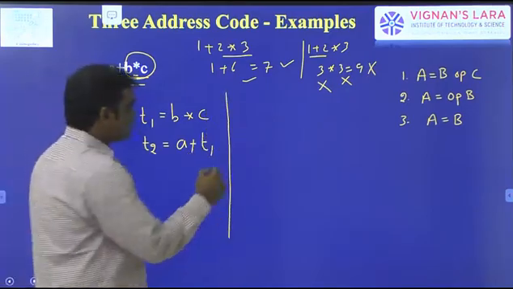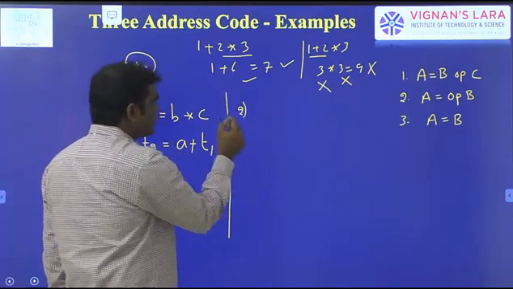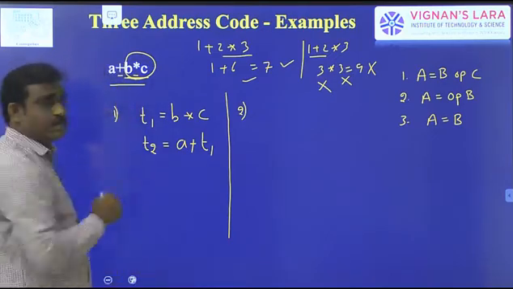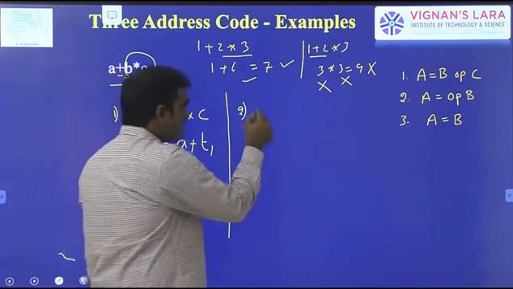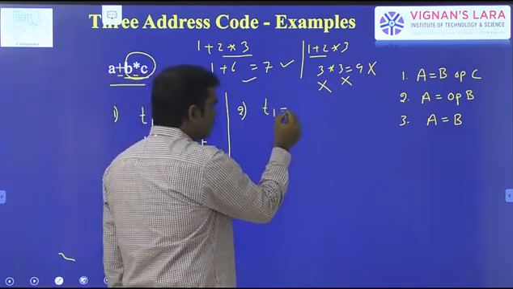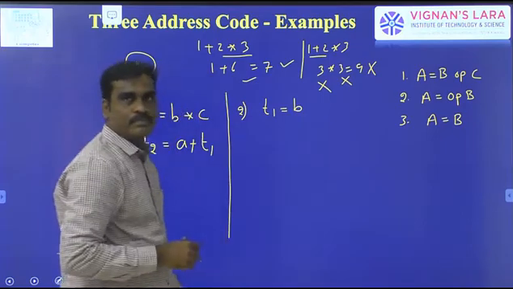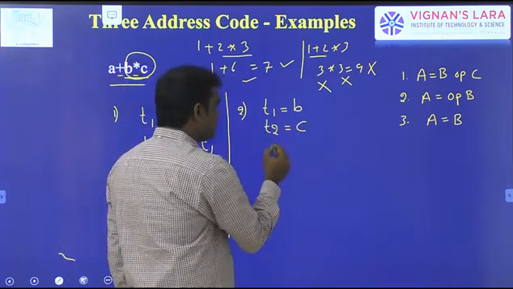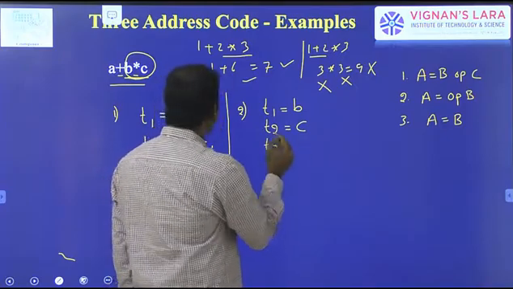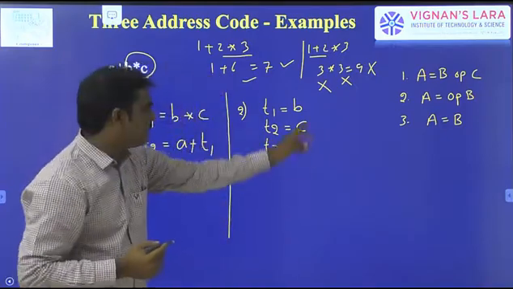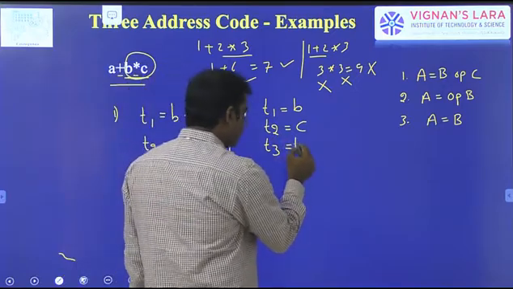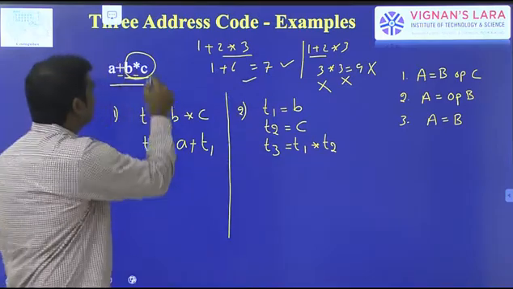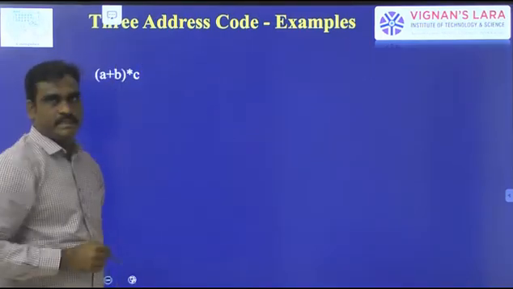Okay, this is one approach. And the second approach: suppose I want to perform B star C. First, take temporary variable T1 equal to B. Next, take temporary variable T2 equal to C. And then take temporary variable T3 equal to B star C. Instead of B star C, we can use the temporary variables T1 star T2. Now this value is stored in T3.